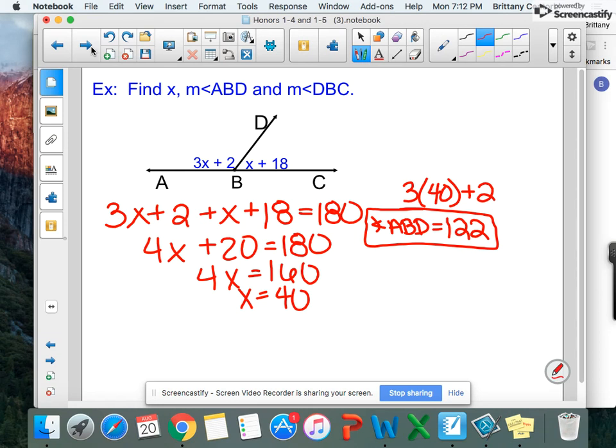And then for angle DBC, we can do it two ways. We could do 180 minus 122, or it's just x plus 18, so we can do 40 plus 18, which gives us 58 degrees. And again, that is for angle DBC.